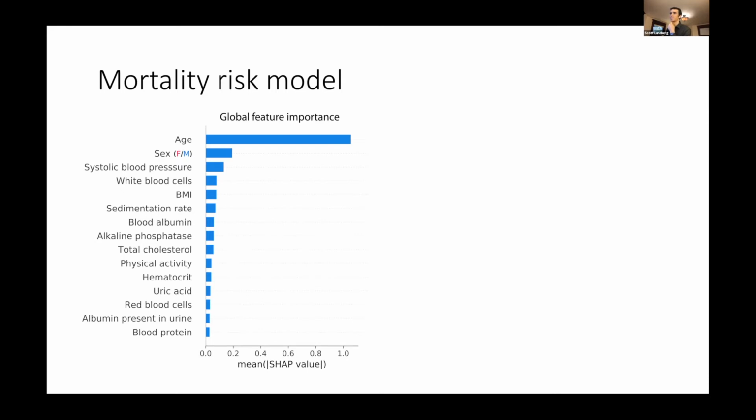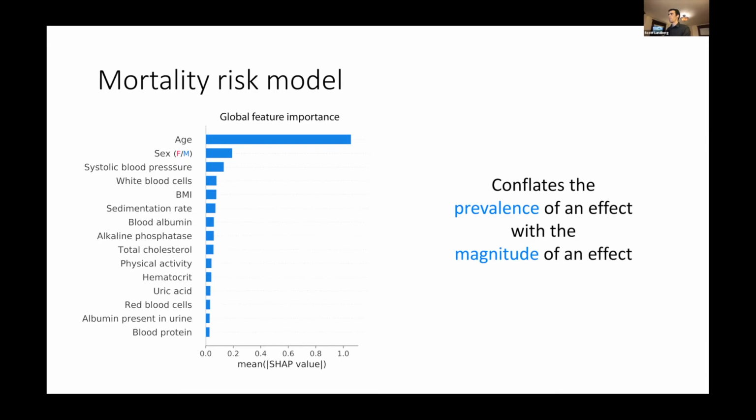And maybe systolic blood pressure and white blood cells, which is kind of a stand-in for inflammation, and weight, you kind of get a feel for what are the top issues that matter. But what's really important to keep in mind here is that you're conflating the prevalence of an effect with the magnitude of an effect when you do this, right?